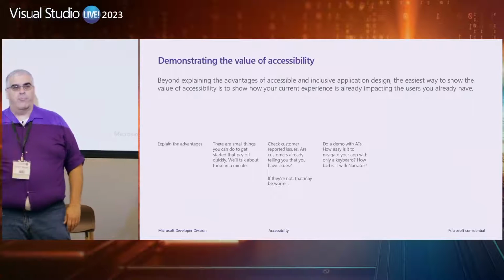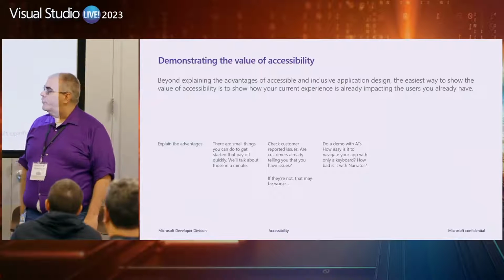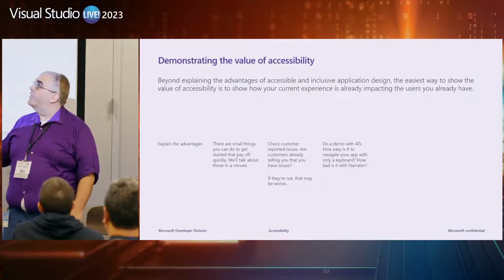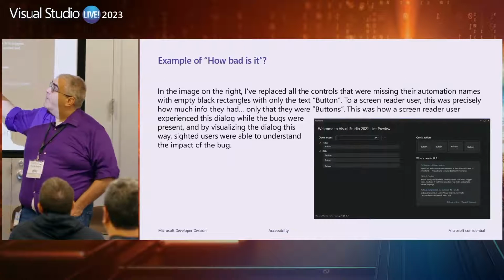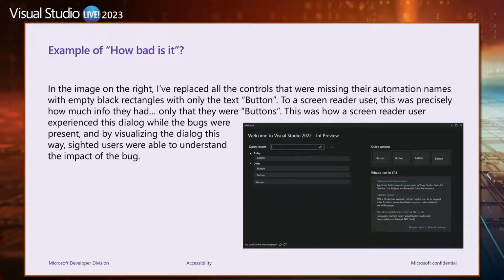Try navigating your app with just the keyboard. How easy is that to do? Try turning on Narrator and see how it describes things. You may be in for a bit of a surprise. This was one thing I did. So we had a bug in the welcome screen. I don't want to get into love it or hate it on a welcome screen. Some people love it, some people really don't. But there was a bug at one point that all of the buttons on the welcome screen didn't have their automation name properly set. So this is what the welcome screen looked like to anybody with a screen reader. Every button was just button.